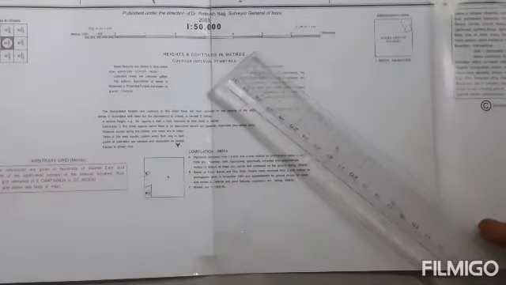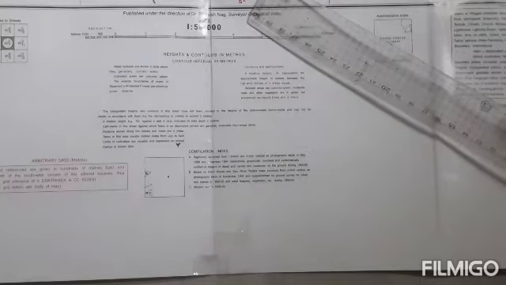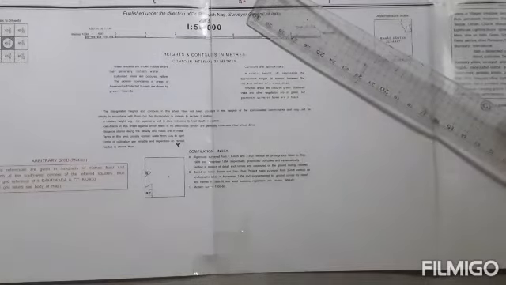On all the topographical survey maps, representative fraction and linear scale are mentioned below. Here 1:50,000 is printed, which is representative fraction. What does it mean? 1 unit on the map represents 50,000 units on the ground.